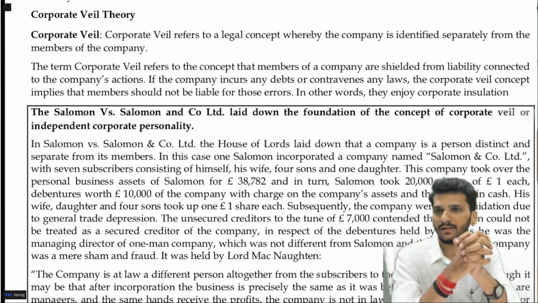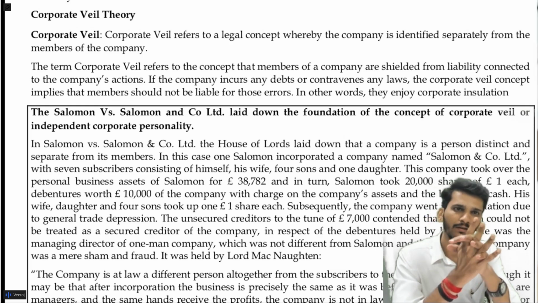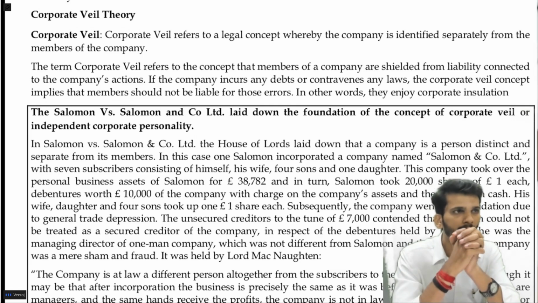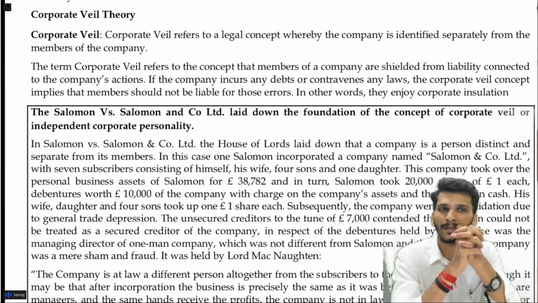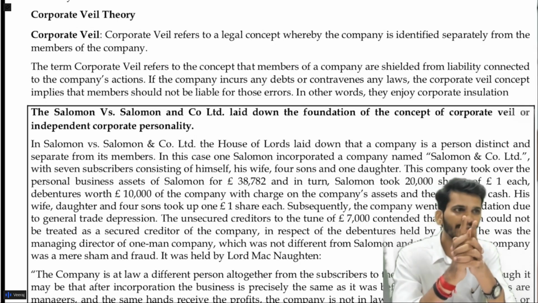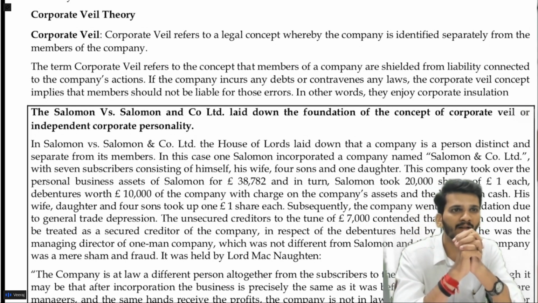Members are different compared to the company. Now, sir, what do you mean by members are different from the company? Whatever actions are taken or done by the company, for all those actions only the company is liable. That is what this means. Whatever the actions of the members in a separate capacity, for all those acts, the members are liable, not the company. That is what separate legal entity means.